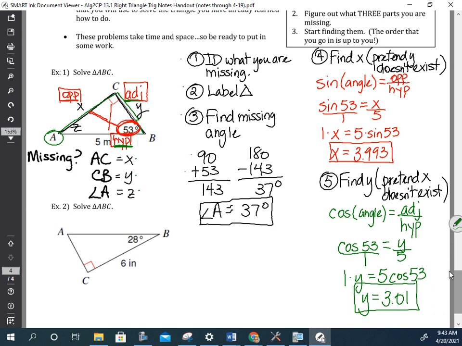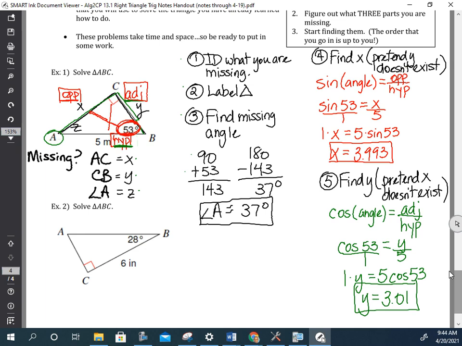To find x, you pretend that y doesn't exist. You cover up y. You have an opposite and a hypotenuse, so the only trig function that would work is sine. Plug in your values, cross multiply, get to your answer. Then you find y. To find y, you pretend that x doesn't exist. Cover up the x, look at the 2 parts that you have left over, and use the right trig function.